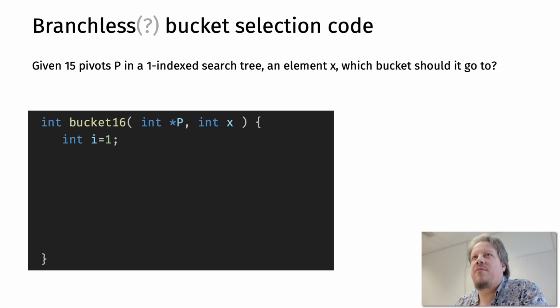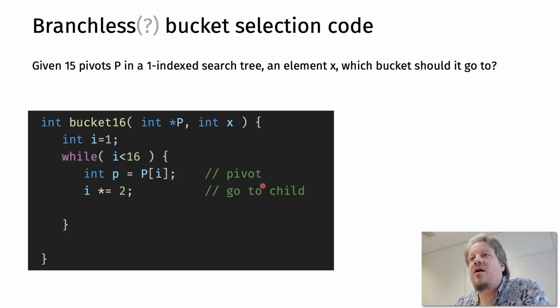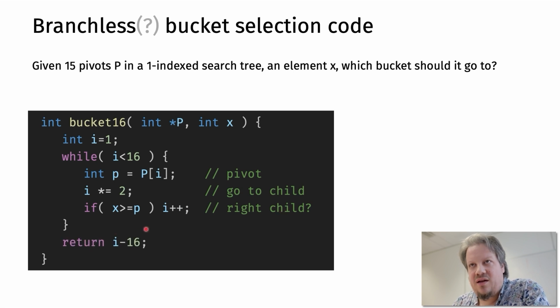So I start at index 1, which is the root, and then while I'm still inside the tree, what I do is quickly grab the pivot from index i, and then I double i, which means going to one of my children. So this is the left child, and then if x is larger or equal to the pivot, then actually I increment i, go to the right child. At the end, I subtract 16 this time, not 8.